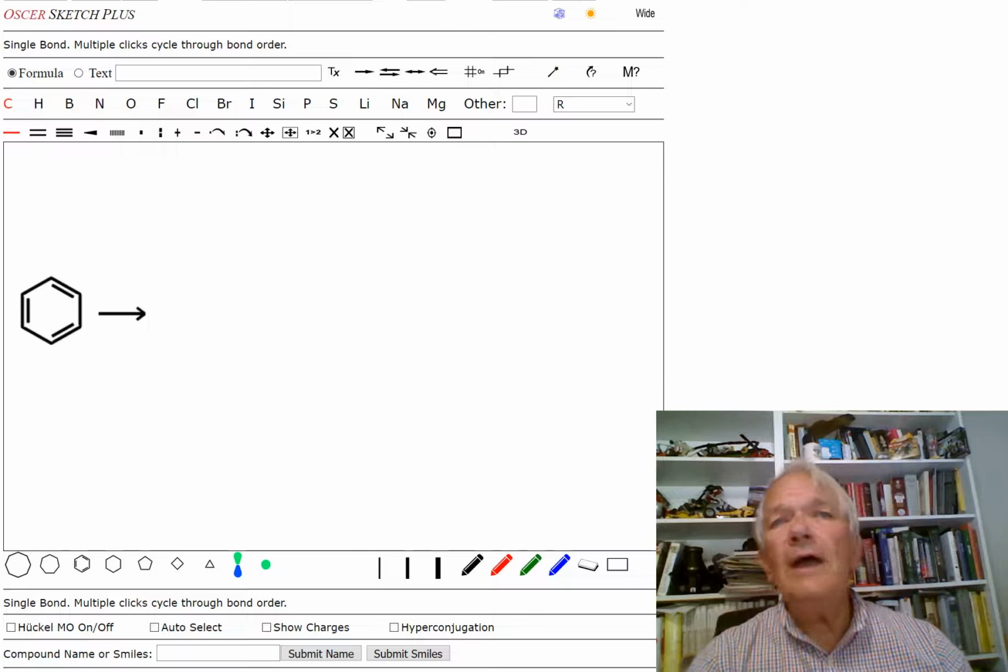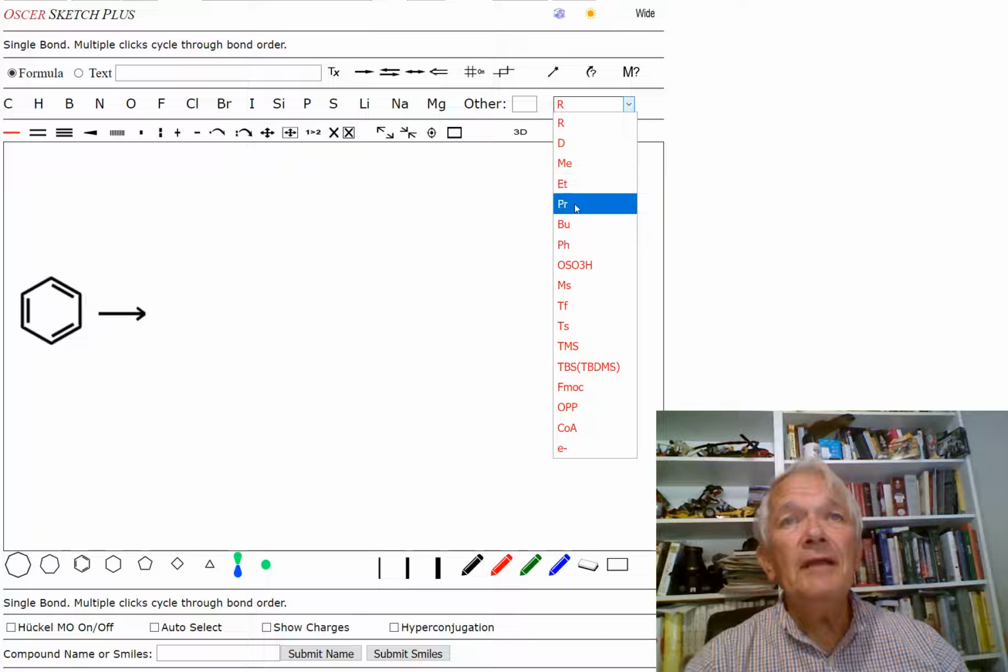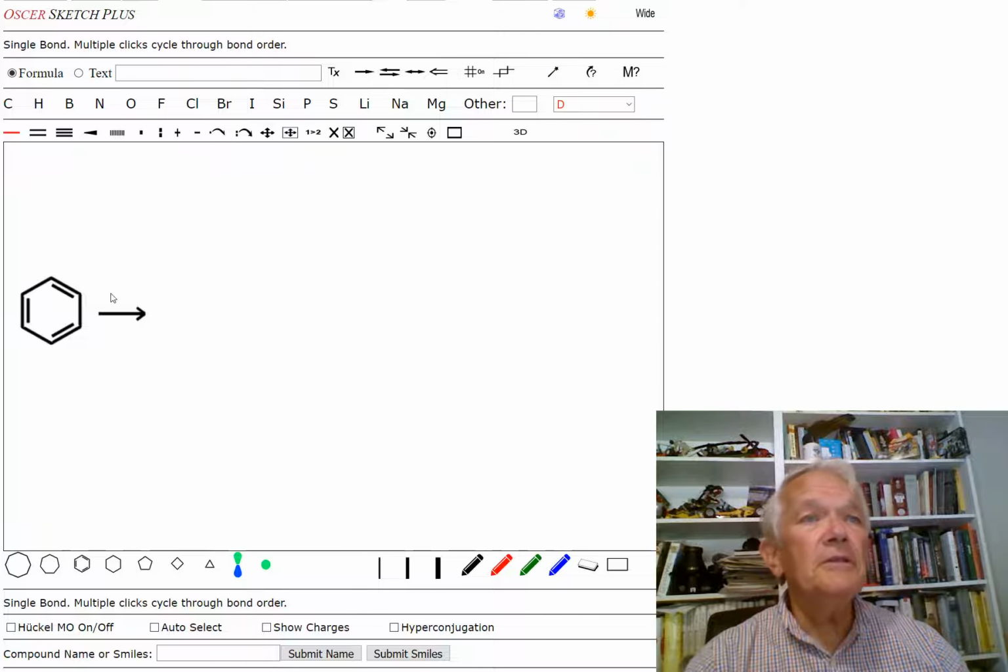In this video, I want to look at deuterium exchange with benzene. Now, benzene is not a very reactive molecule. It's got a lot of stability, so deuterium exchange with benzene would be a very slow reaction. But if you've got some patience, you could see it finally happening.